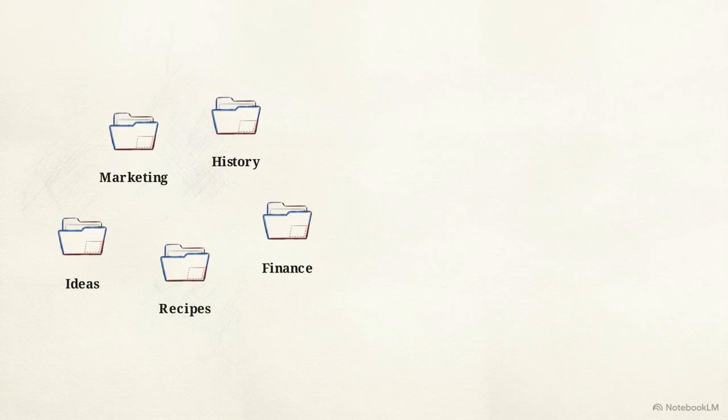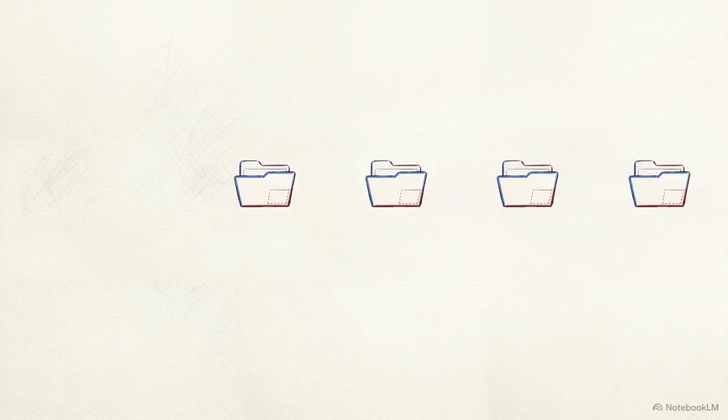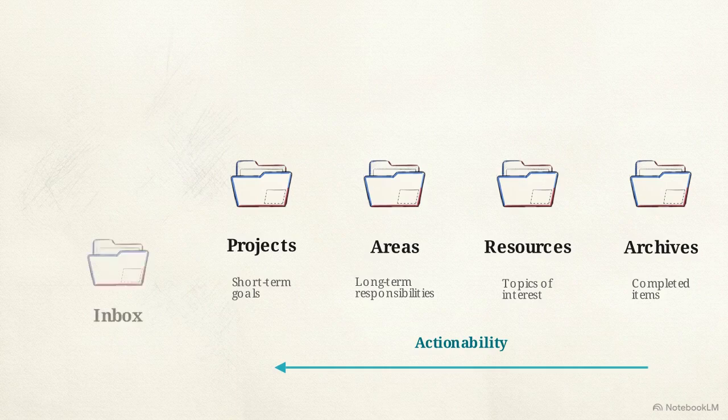Most people sort their notes by broad topics like marketing or history, but broad folders often become graveyards for ideas because they don't tell you what to do with the information. To avoid this, use the PARA method. This organizes information into 4 categories based on actionability: projects, areas, resources, and archives.